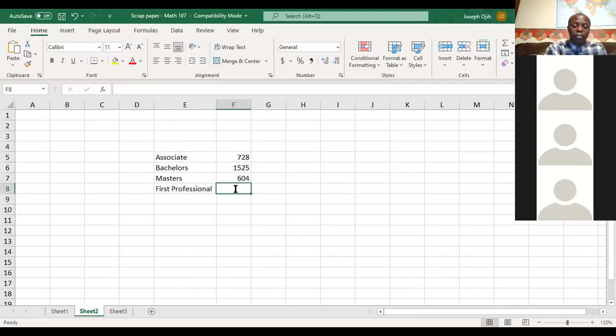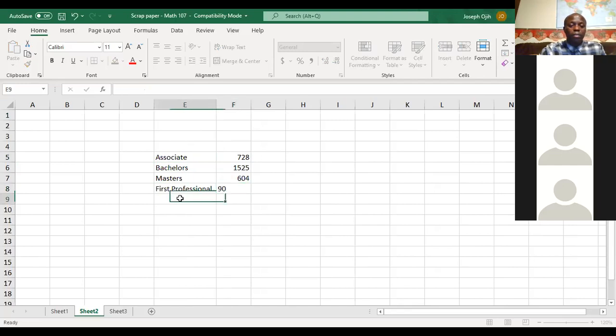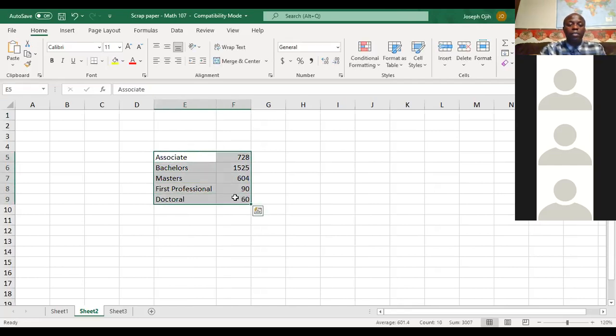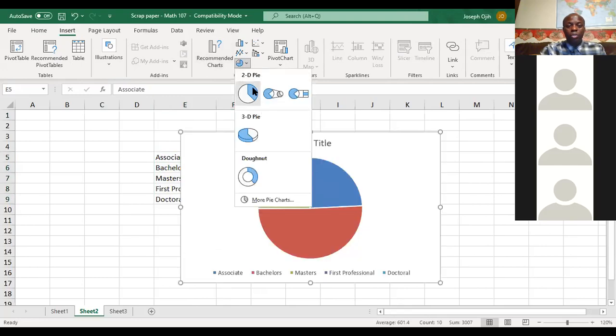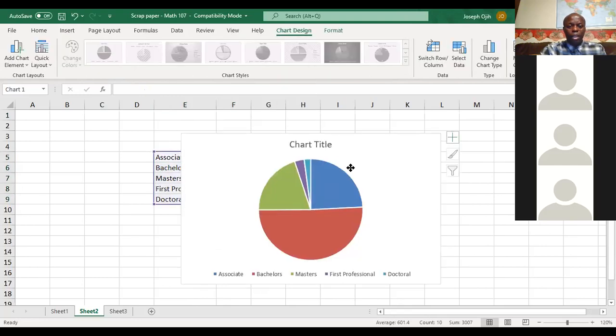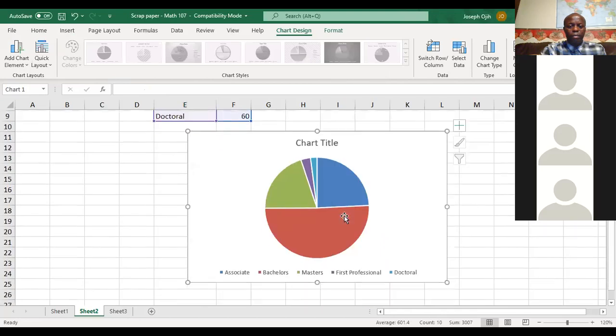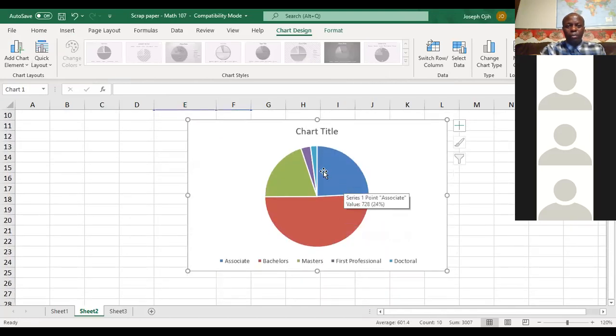First professional is 90. And then we have doctoral, we have 60. These are in thousands, I believe. So now to make a pie chart, you can just highlight it and click insert. And this is the pie chart right here. I recommend using this one. And you can see it right there. So it gives you the numbers right away.